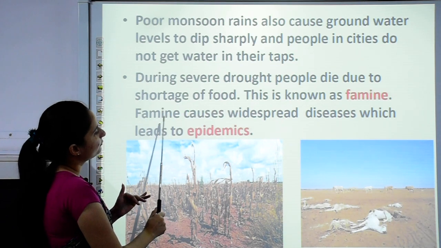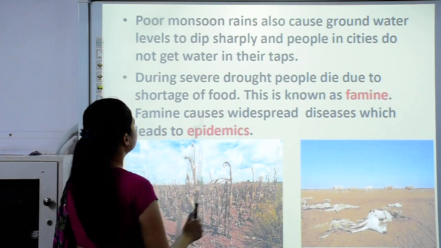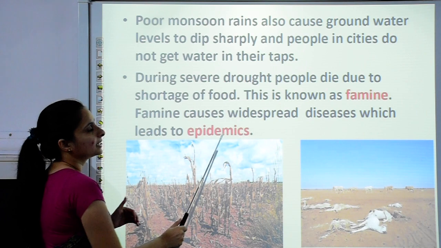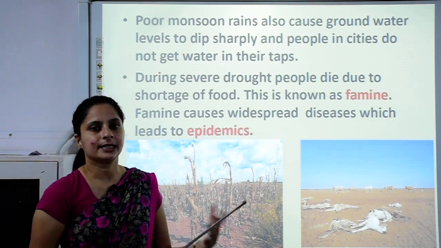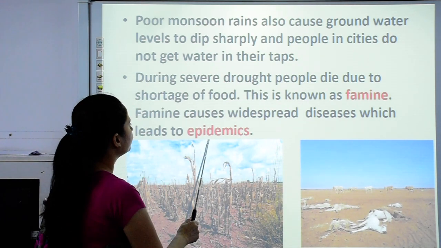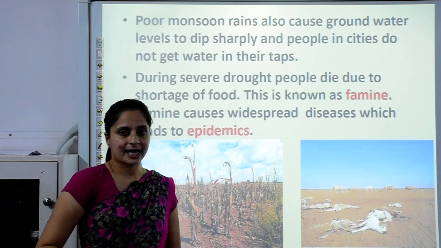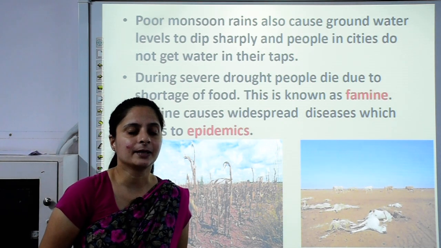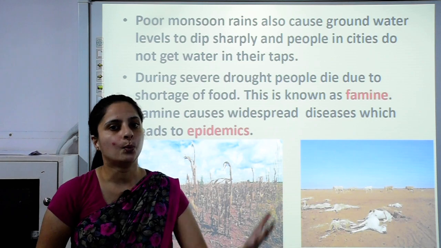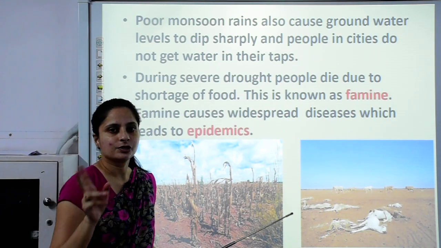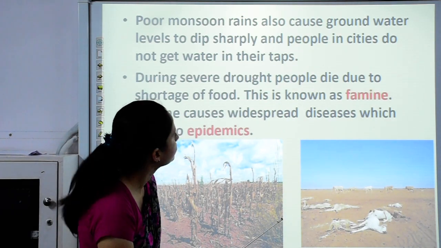And famine further causes widespread diseases which lead to epidemics. Outbreak of a disease, large scale outbreak of a disease is nothing but epidemics. Your COVID-19 has been declared as pandemic because it has spread across the world. So there is difference between these two terms.